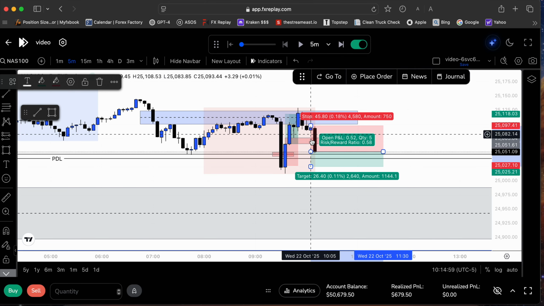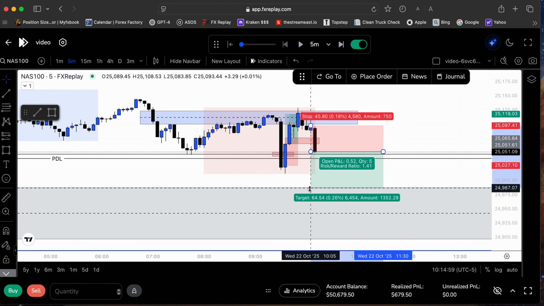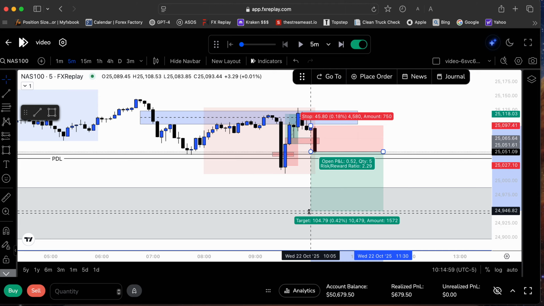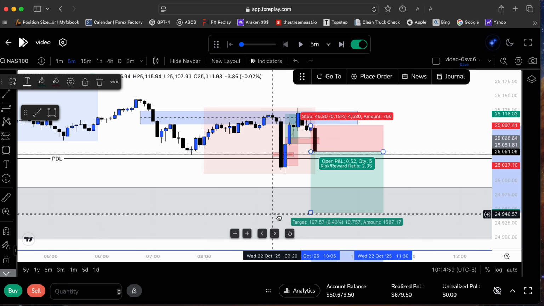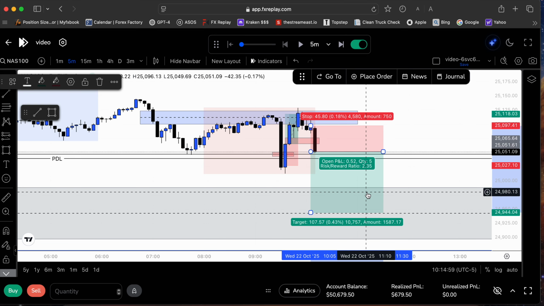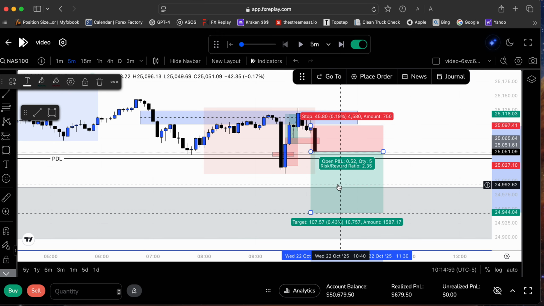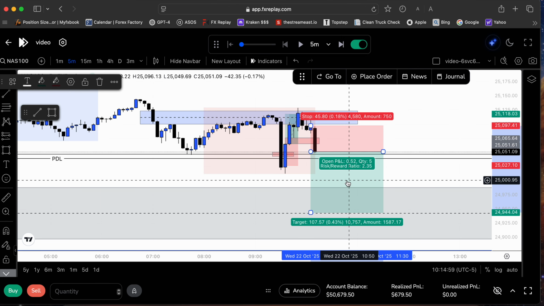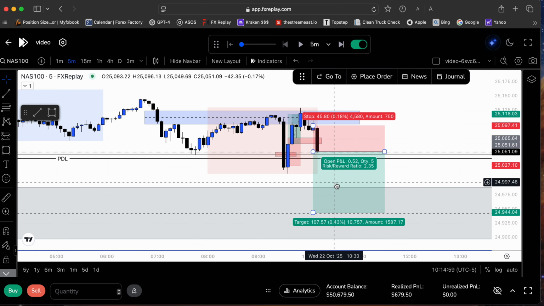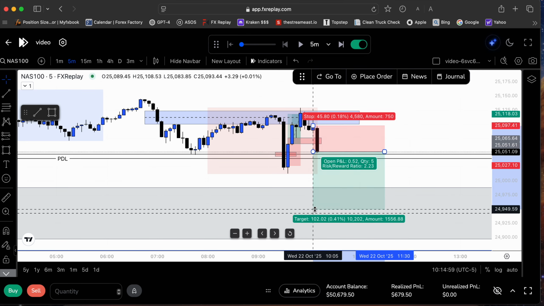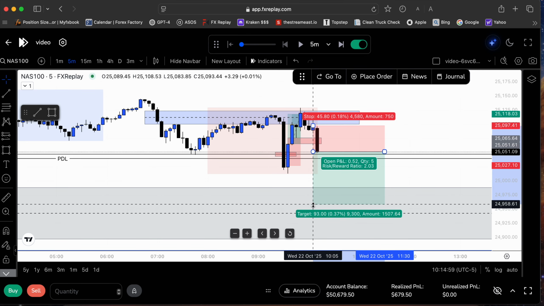Stop loss above this M5's wick. TP, I might want to take it all the way to this dotted line right here, the order block's 50%, which would be a good target. I think that's what we're gonna aim to go for. It's a 2.35. We could really do just two to play it safe.